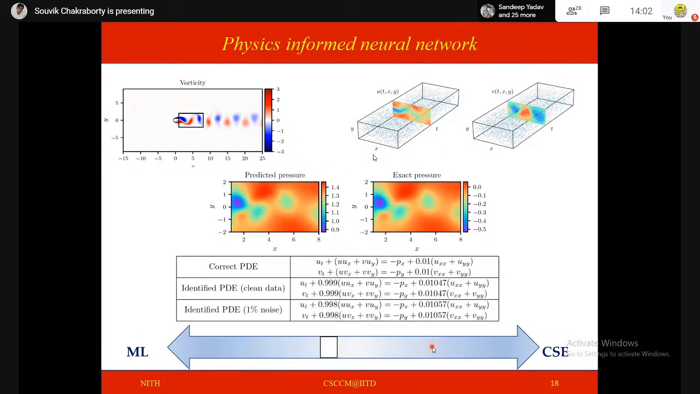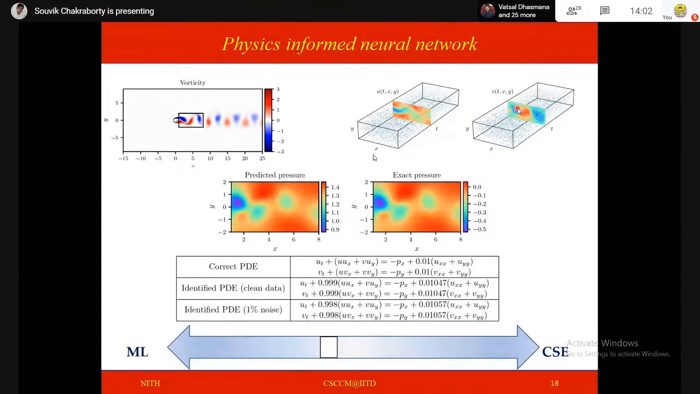Let us go to another problem. And this is the Navier-Stokes equation. This is a canonical problem. A flow past a 2D cylinder. And then this is your vorticity field. What we have is measurement of u and v. So basically the two velocities we have measured. And these are showing you the velocity measurements.